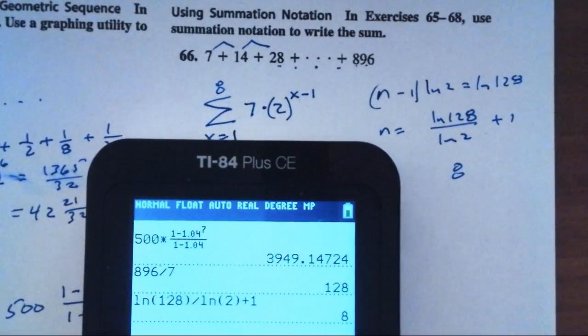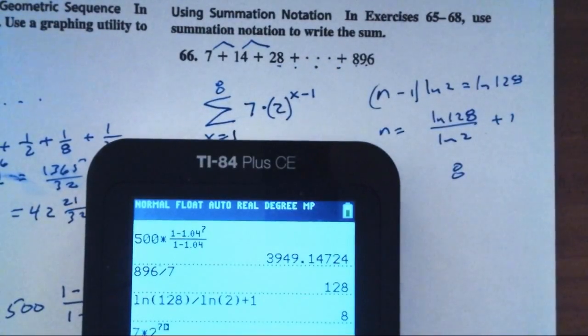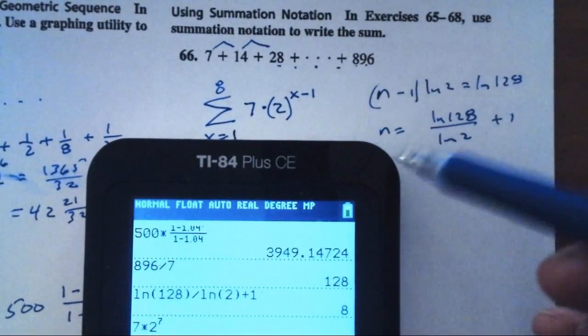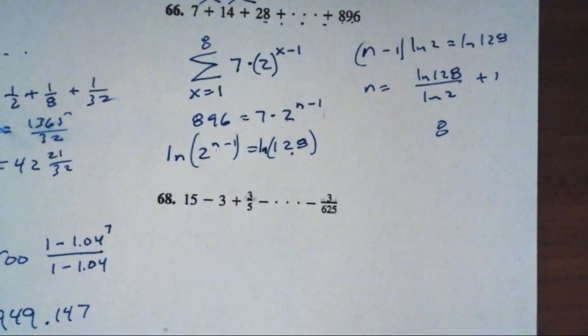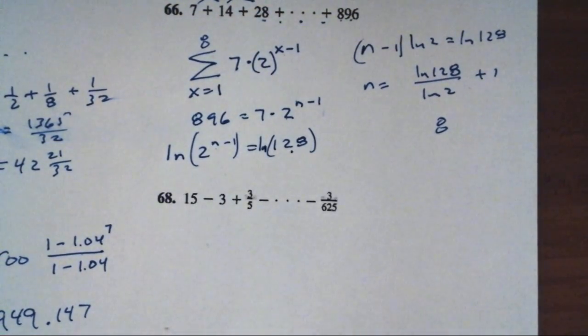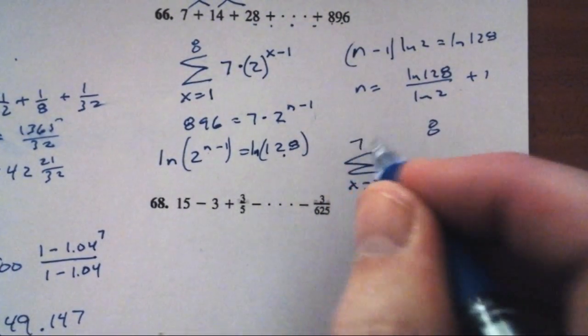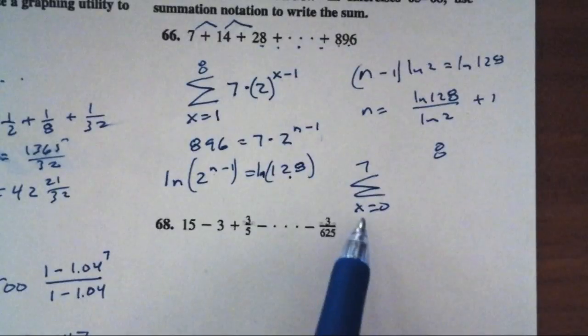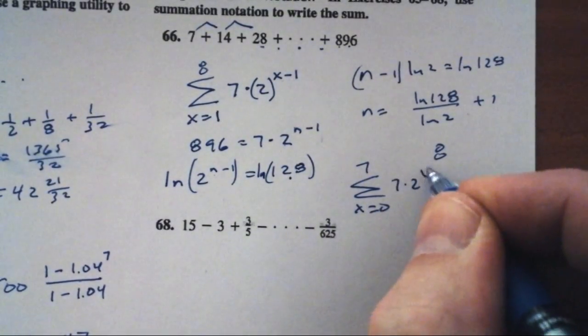When I put in the 8, I get 7 times 2 raised to the 7th, and there we go. We've got our 896. Worth checking that. It's really easy to be off by a term. Another way of writing this same thing would be to say x equals 0 to 7 instead of 1 to 8. We still have 8 terms, 7 steps, and this would just be 7 times 2 to the x.